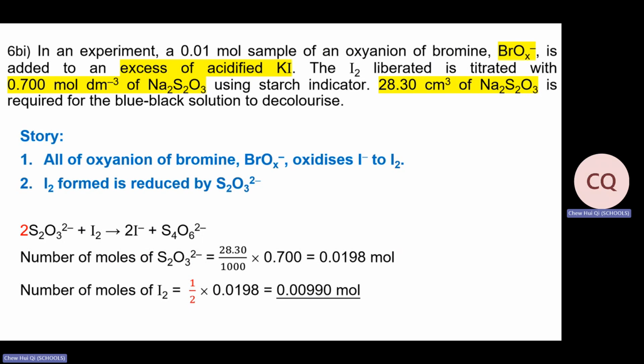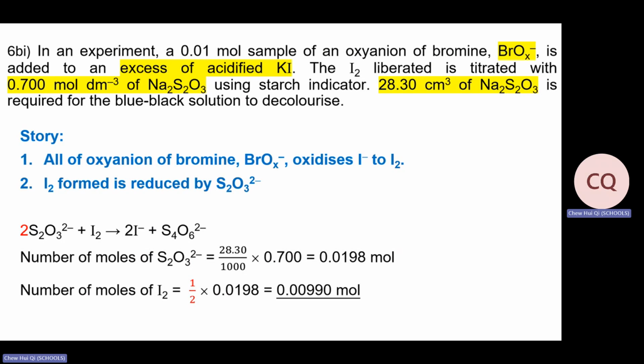Next one, calculation question, moles and stoichiometry question. To do this type of question, you must be aware of the story, to know what is happening. So the story I write in blue. Your BrOx minus will oxidize I minus to I2. And they tell you that excess I minus is used. So that means all the BrOx minus will be reacted away.